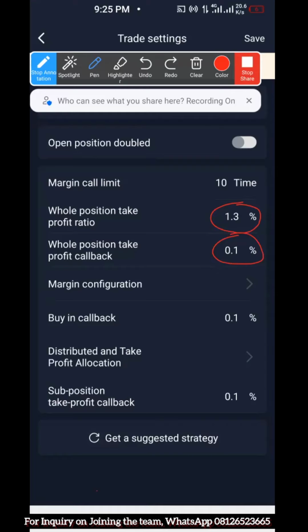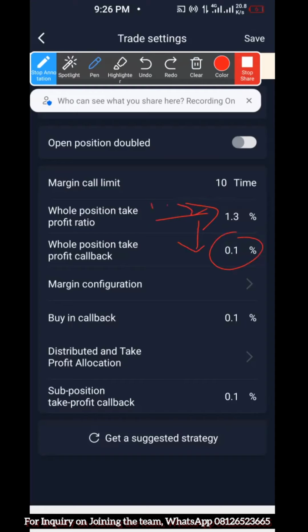Now, what does this mean? It just simply means that you are telling your robot to give you 1.3 profit, right? But it's now telling you that there is a possibility that this thing rises above the 1.3 and goes to 2 or goes to 4 at the same time. That is why this 0.1 is here. So it's just telling you that when it gets to 1.3, it's not going to sell for you immediately. It is going to wait for it to drop by 0.1. So meaning you are going to get only 1.2.